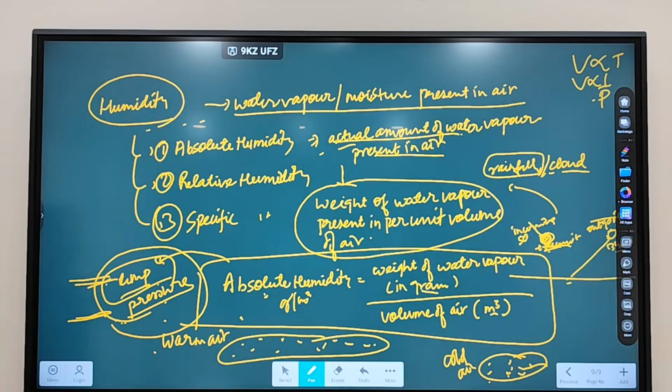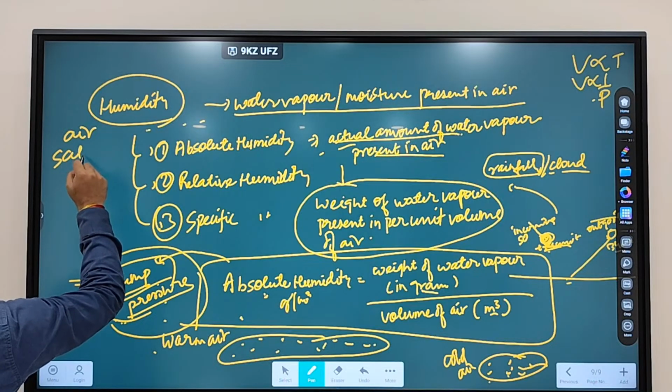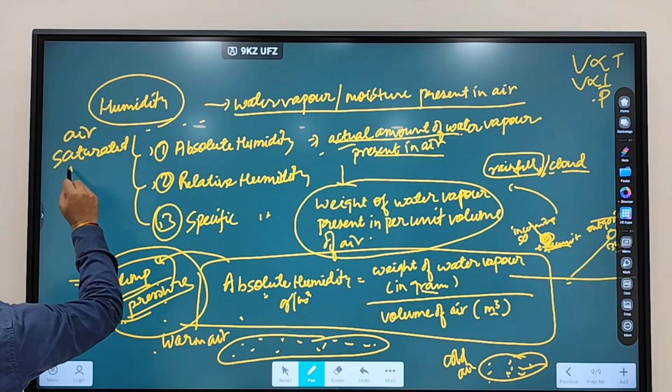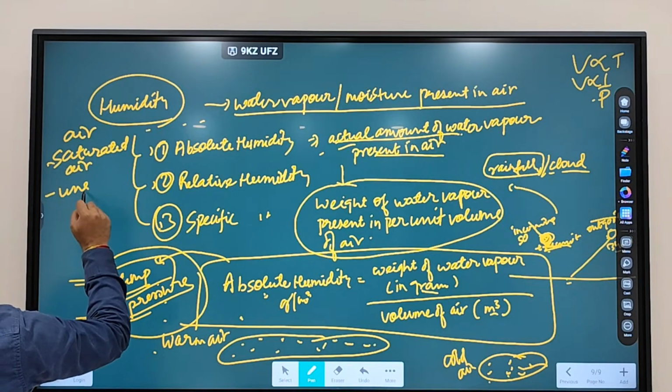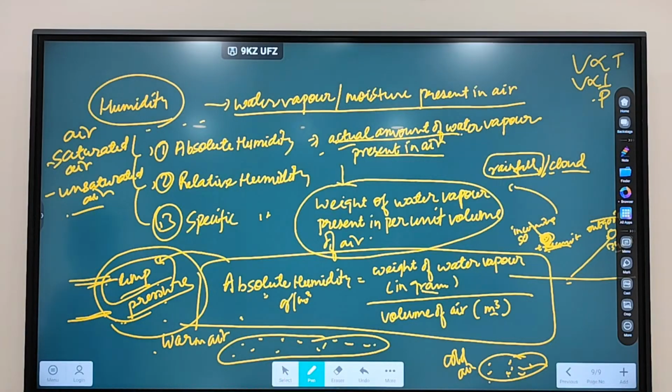Now, one more thing. There are two types of air. One is called saturated air, and another is called unsaturated air. Saturated air means what? The air has held all the moisture it can. It can't further hold moisture. Clear? All air is holding moisture, but it can't hold any more. Then it is going to be called what? Saturated air.